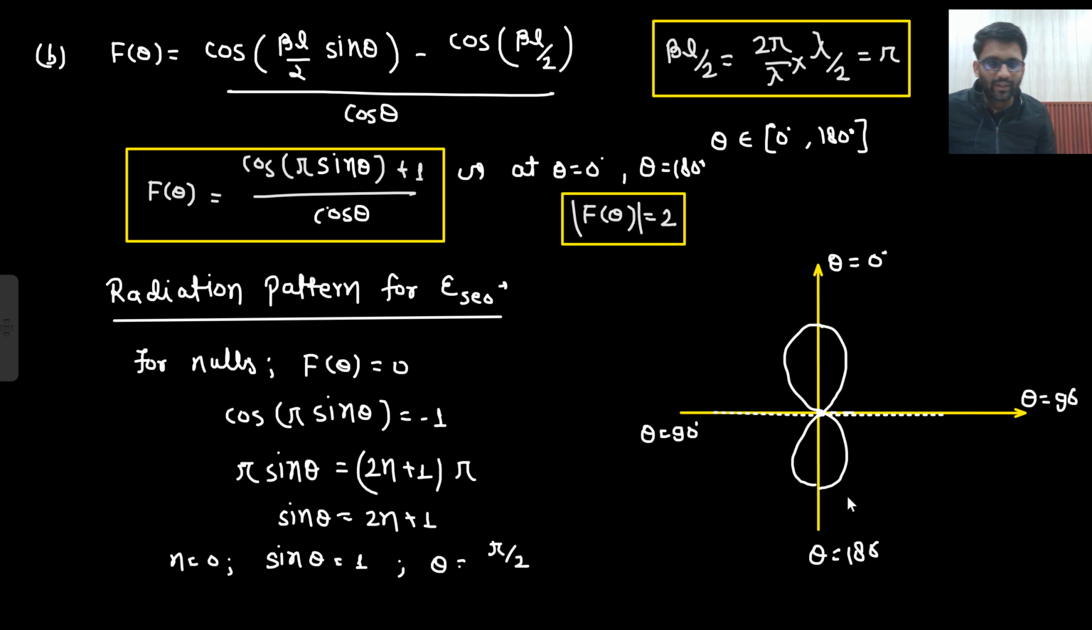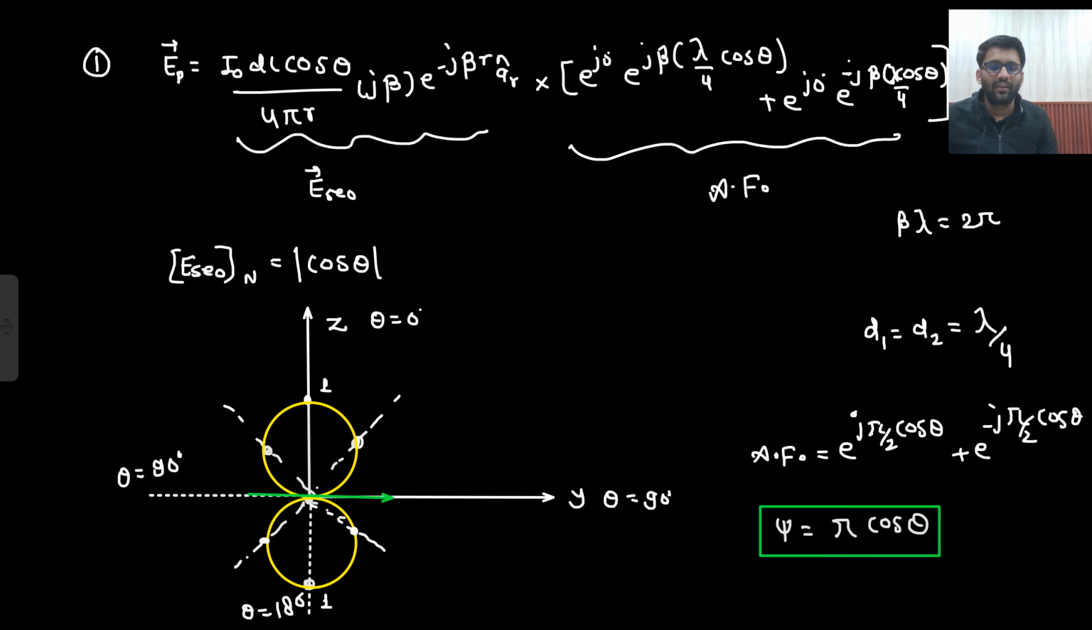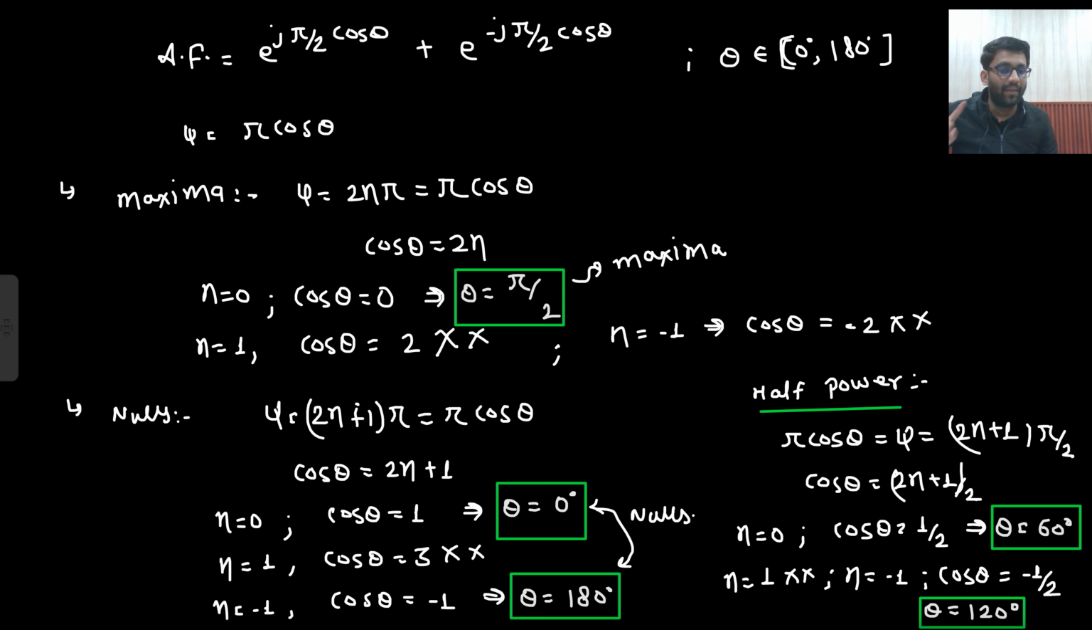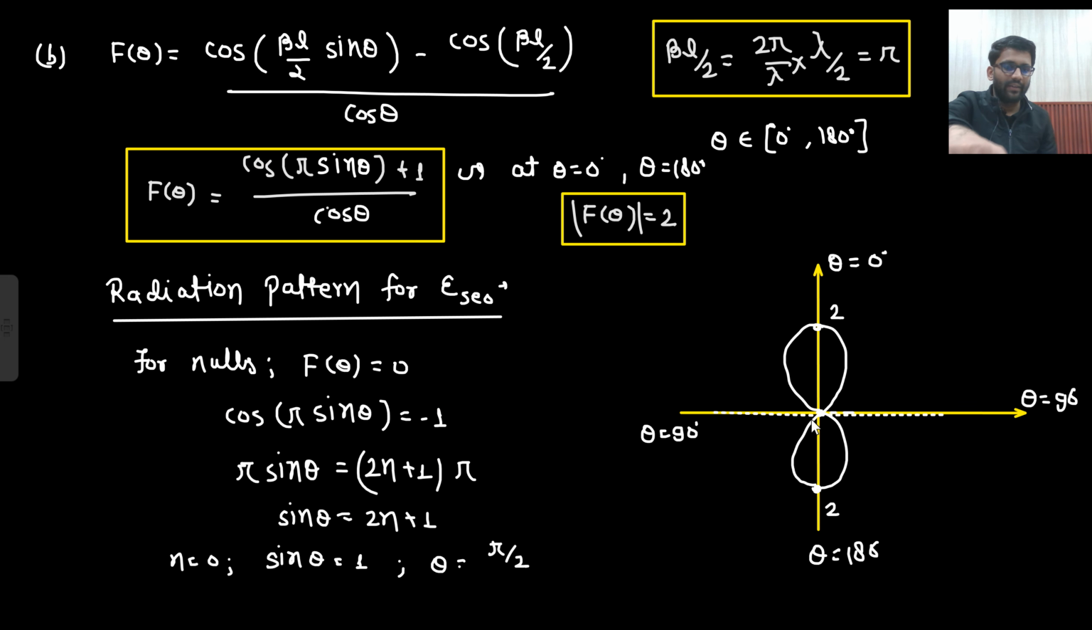The important point to note here is, what is the maximum value? 2. Here what is the maximum value? 2. So this was the different thing with lambda. Lambda by 2, lambda by 4, all end with the maximum value of 1. Even the Hertzian dipole also ends with the maximum value of 1. But the lambda dipole antenna, or full wave dipole antenna, ends with the maximum value of 2. So this is a very, very important point here.